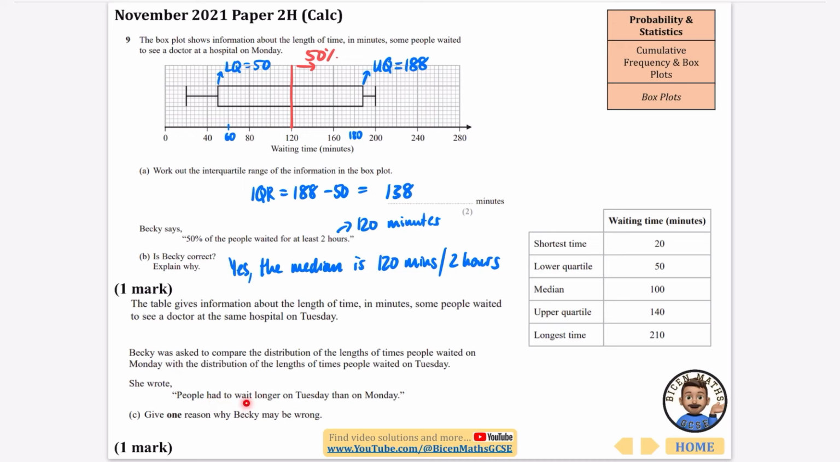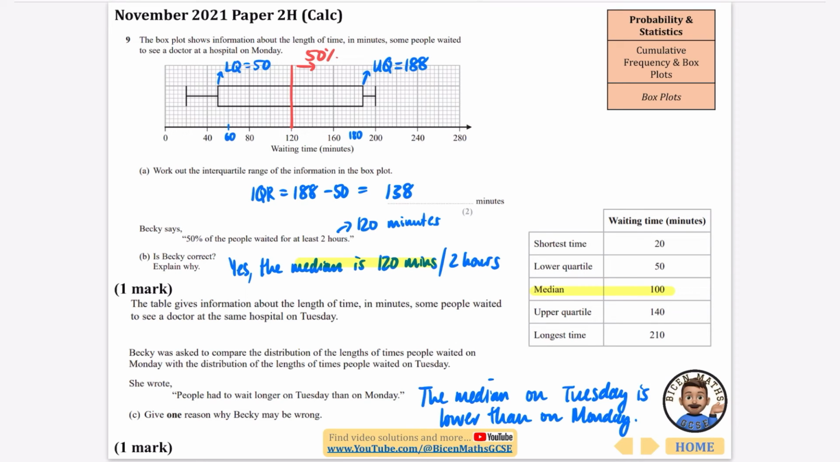Well, she said that people had to wait longer on Tuesday than on Monday. And I think as a comparison here, it's always best to do the medians for these kinds of things. And I think we said that the median was 120. So it looks like people are actually waiting longer on Monday than they are on Tuesday. So I'm going to say give 1 reason why Becky may be wrong, and that is because the median on Tuesday is actually lower than on Monday. The median on Tuesday is lower than on Monday.